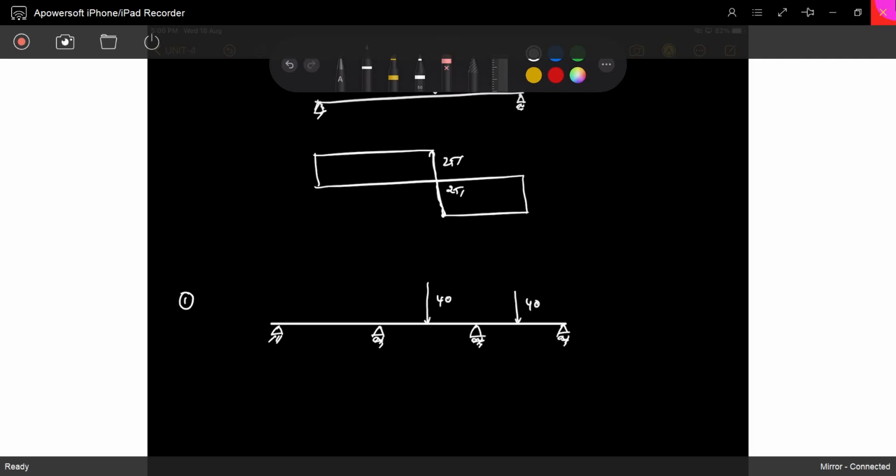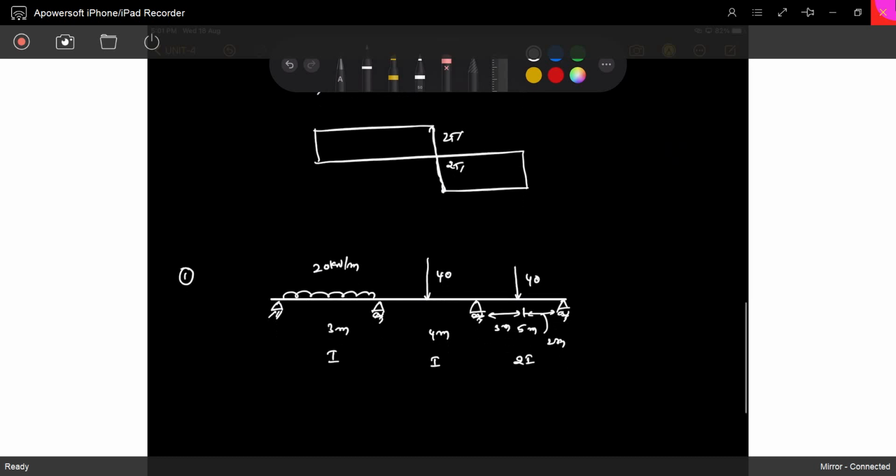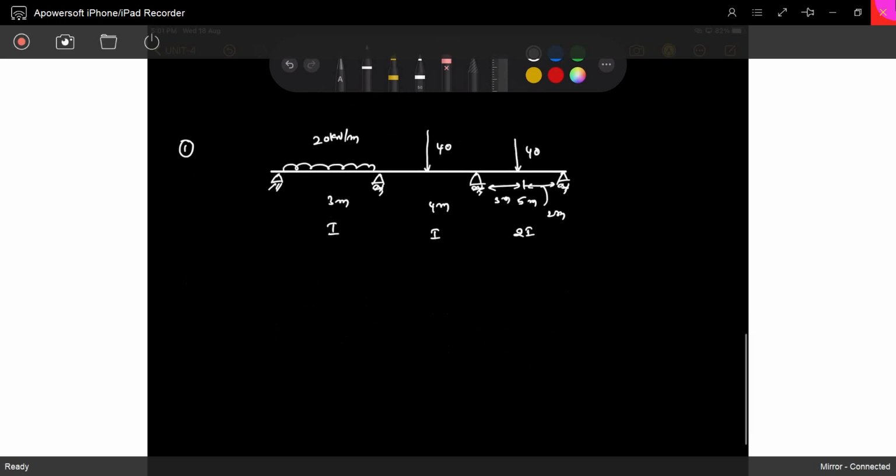It's 20 kilonewton per meter. So it's 3 meters, 4 meters, 5 meters. The distance is 2 meters, and this distance is 3 meters. Also, you can take this as I, and this as 2I. You need to be careful when finding the distribution factors. Now we can see the problem.